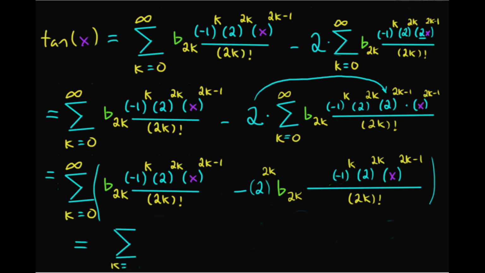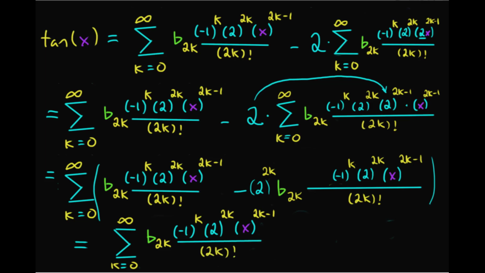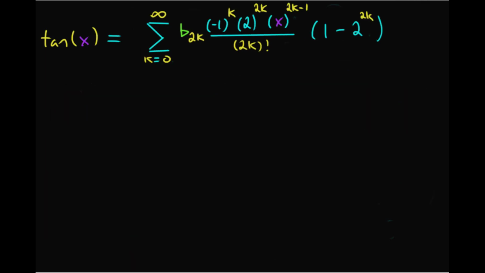And when we do, we find that tangent of x equals the sum index from k equals 0 to infinity of b sub 2k times negative 1 to the k times 2 to the 2k times x to the 2k minus 1 all over 2k factorial times the quantity 1 minus 2 to the 2k. So I'll just bring that to the top line there.